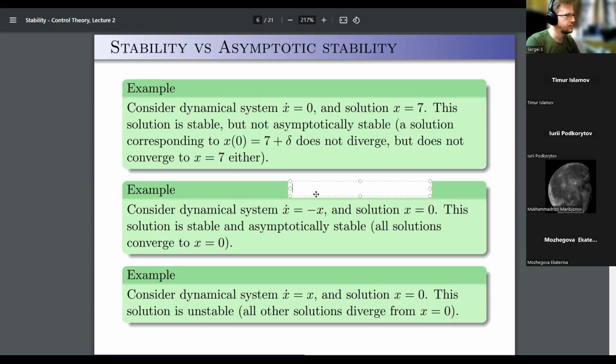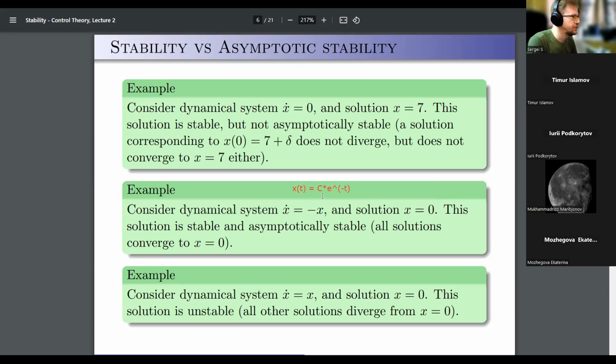And someone tell me, x of t, what is it equal to? It's e to the power of minus t. To the power of what? Minus t. Okay. And constant. Is the constant multiplied or added? Multiplied. Multiplied, okay. Correct.